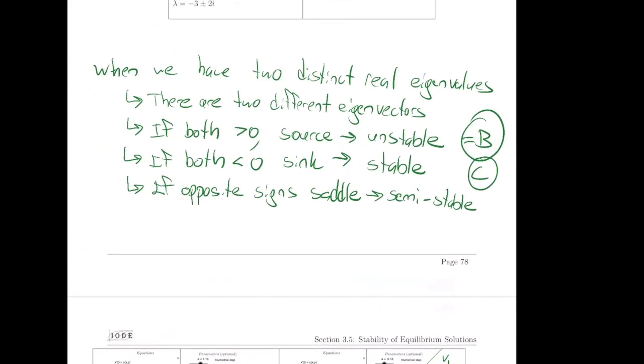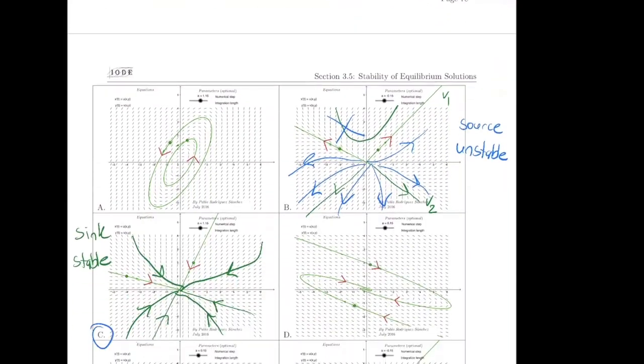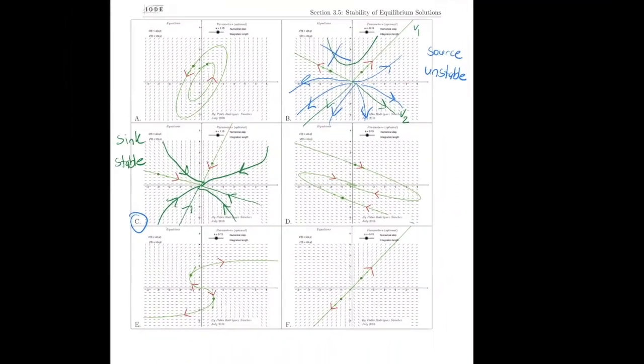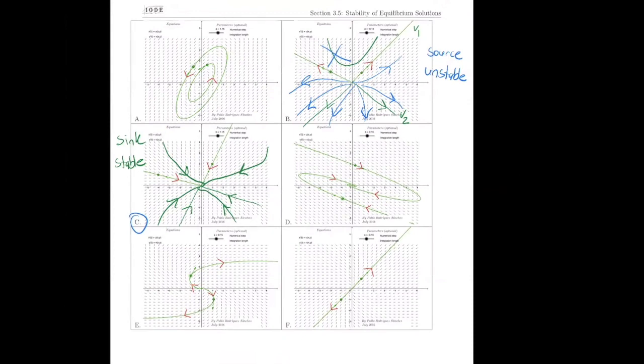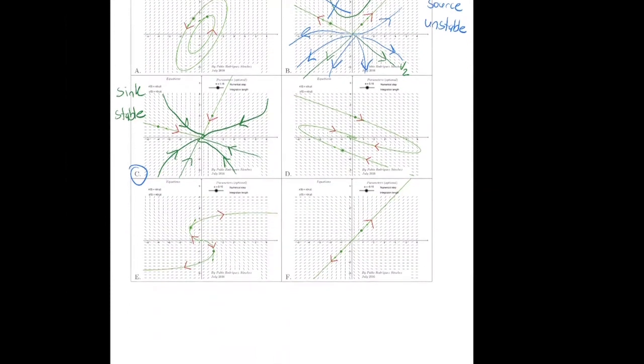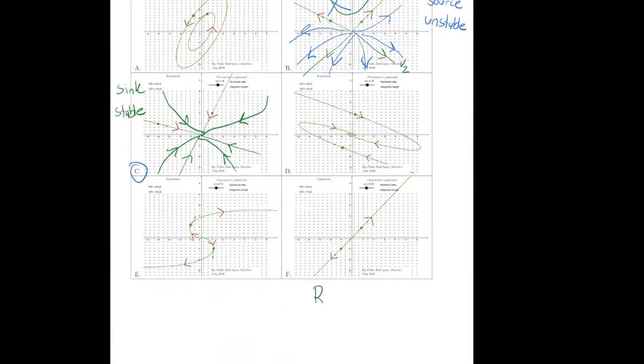So that's one way to summarize this discussion for when we have distinct real eigenvalues. And we've got these other ones that look quite different. What are your thoughts about what might be happening in these other pictures? For F, I'm only seeing one eigenvector. So that might be like a repeated root potentially. That's right. That's a good suspicion there.